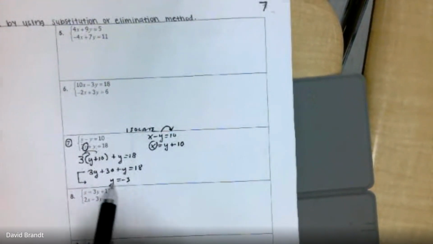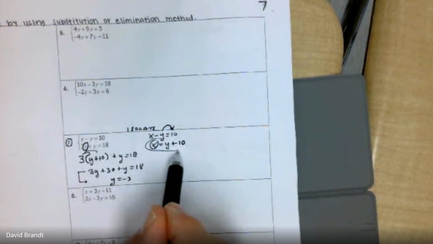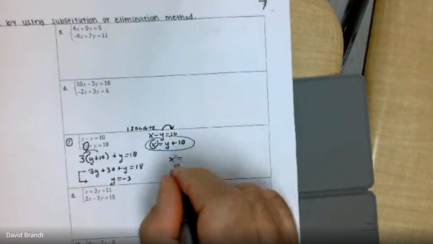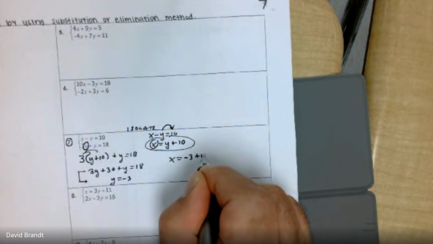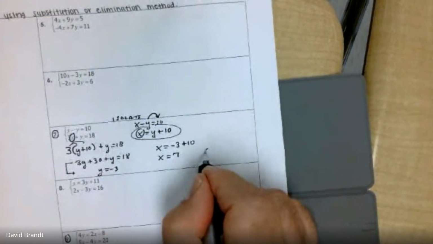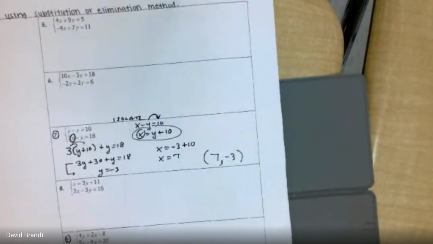Now, where's the easiest place to plug that back in? Do you have to go up to one of these 2 equations? Actually, no. You can go to the equation where you got X by itself. That's the easiest one to use. X equals, just plug in -3 right there where you see the Y. -3 plus 10, X is equal to 7. What's the best way to write the answer? As a point.